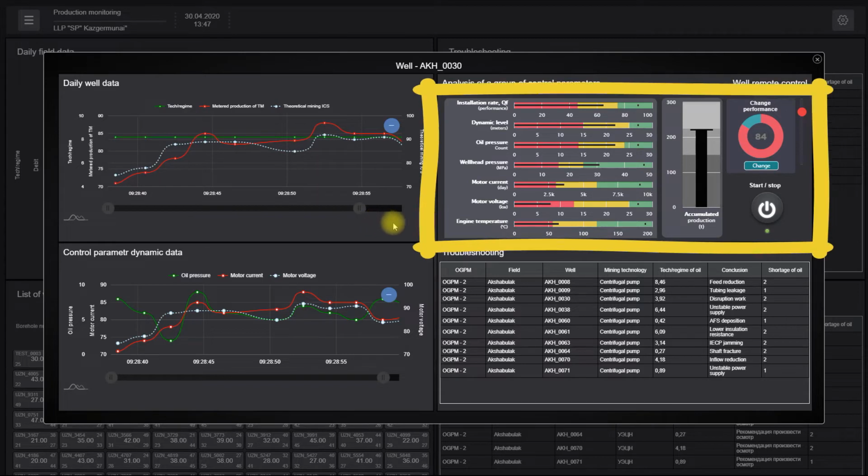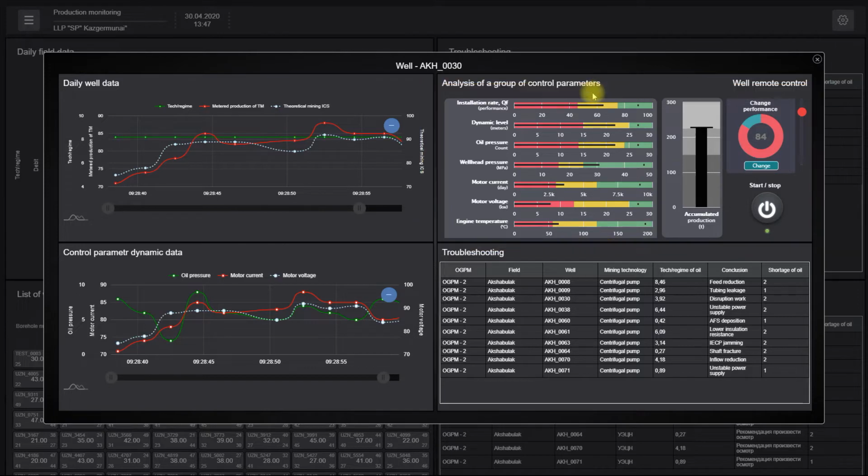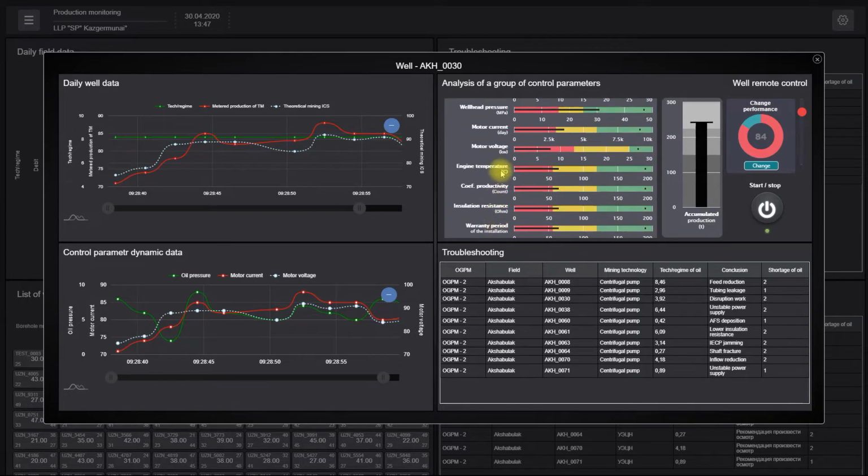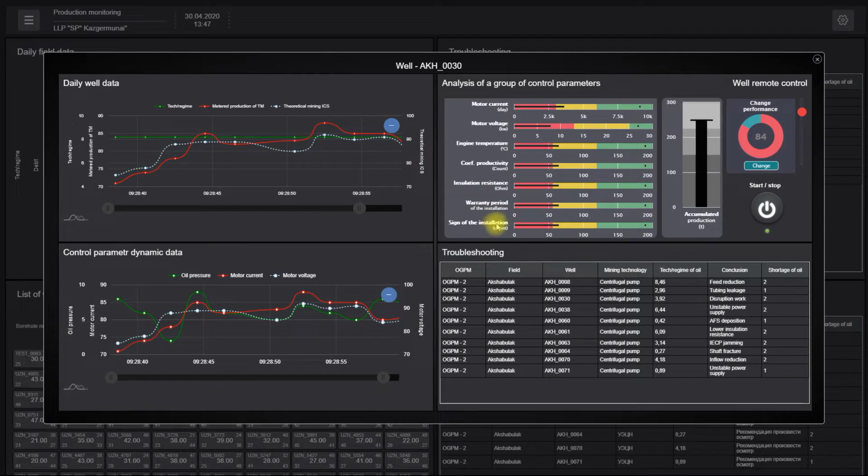In the upper right corner, there is a data analysis module for the main control parameters based on machine learning technologies. Control parameters include performance, dynamic level, oil pressure, wellhead annular pressure, current, voltage, engine temperature, well productivity coefficient, insulation resistance, warranty period of the installation, system operation signal.